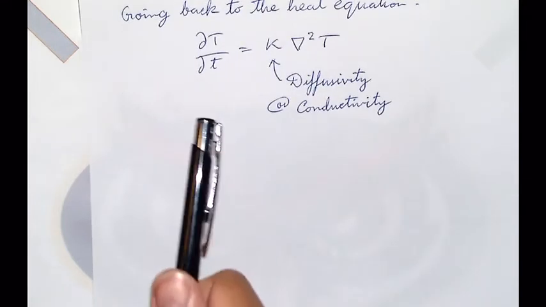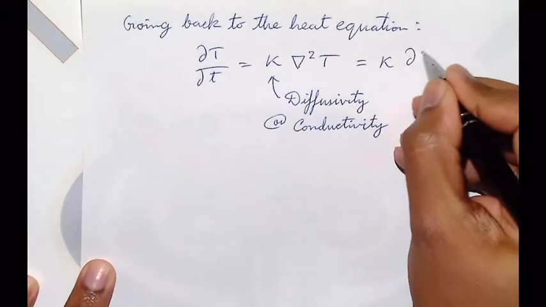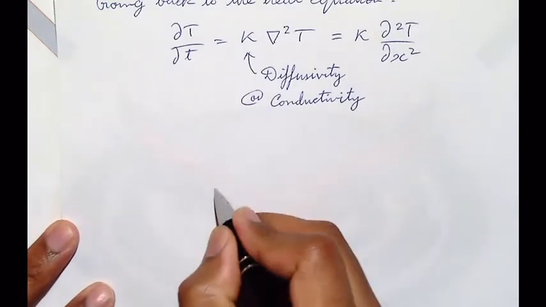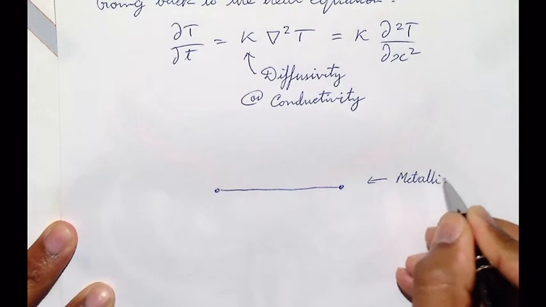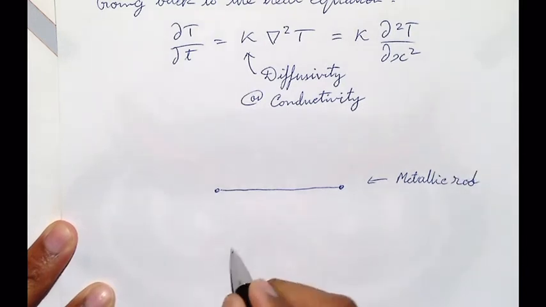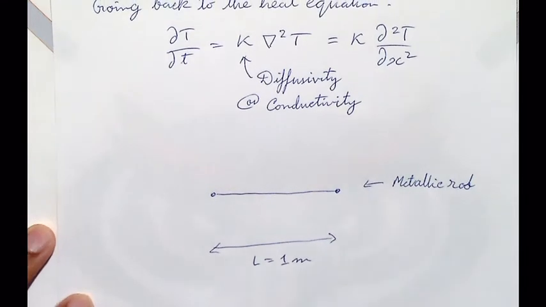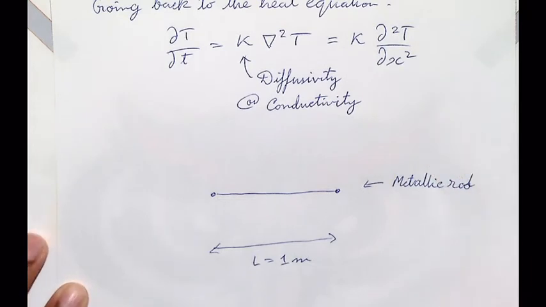Okay, so now we know how to deal with derivatives, and let's say we are only dealing with a single spatial dimension. So this is del 2 T over del x squared. Let me redraw our rod that we were looking at. Say this is a metallic rod, and its length is 1 meter. Is the equation enough for me to solve for T? Do I need more things? What do I need? Initial conditions. Boundary conditions. Excellent. We need initial conditions and boundary conditions, right?